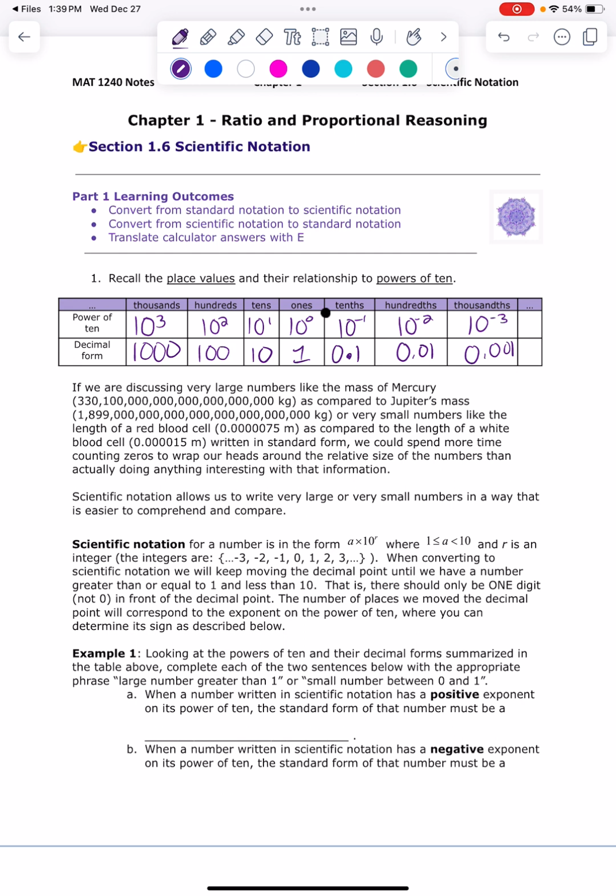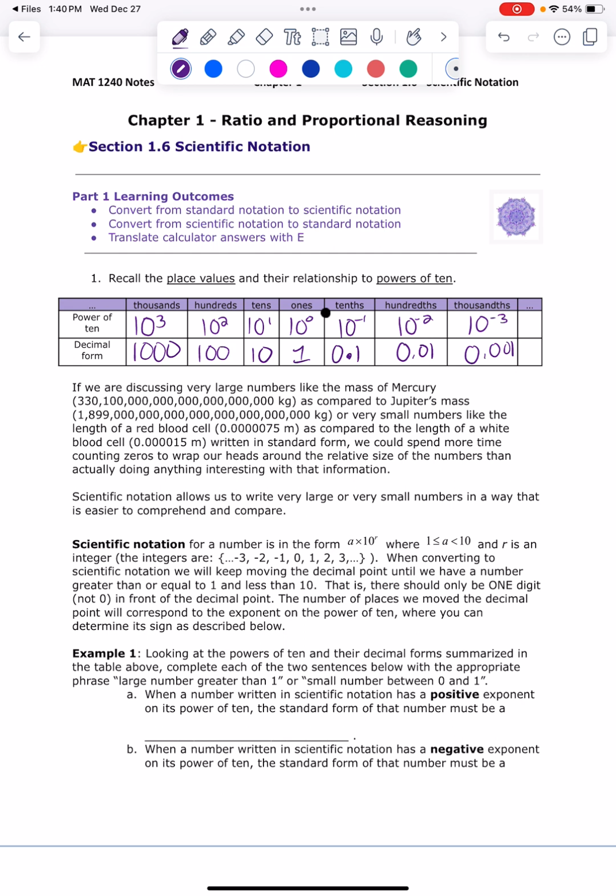So if you're discussing very large numbers like the mass of Mercury compared to Jupiter's, which are very large numbers, or a very small number like the length of a red blood cell as compared to the length of a white blood cell, if you write it in standard form, you could spend more time counting the zeros and wrapping your head around the relative size of the numbers than actually doing anything interesting with that information. So this is where scientific notation comes in, and it allows us to write very large or very small numbers in a way that's easier to comprehend and compare.